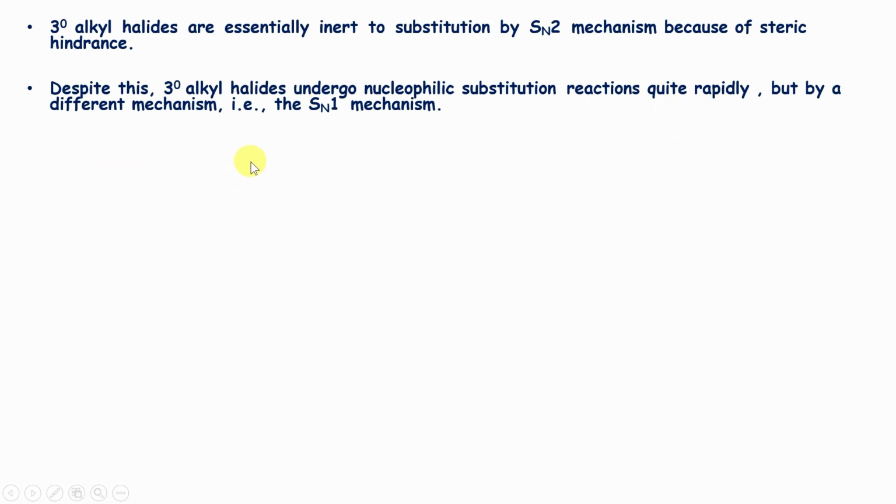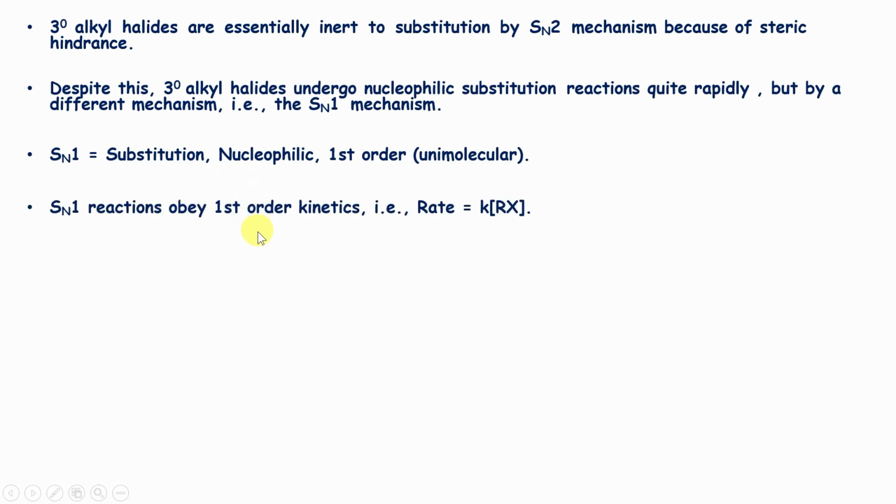That is what we had seen as the SN1 mechanism. Usually tertiary alkyl halides undergo nucleophilic substitution by the SN1 mechanism. SN1 means substitution, nucleophilic, first order or unimolecular reaction. It obeys first order kinetics.